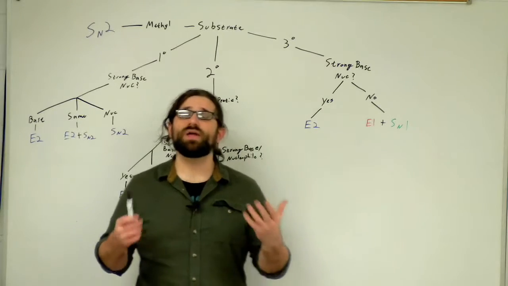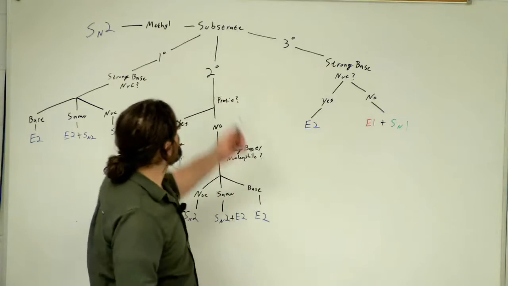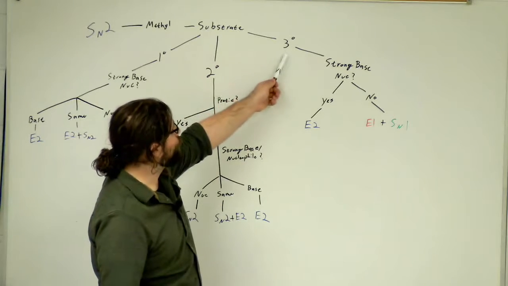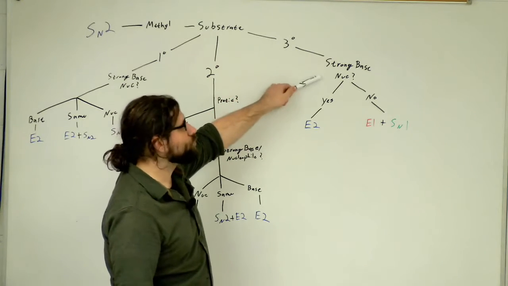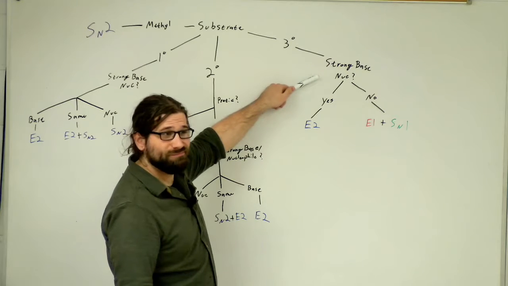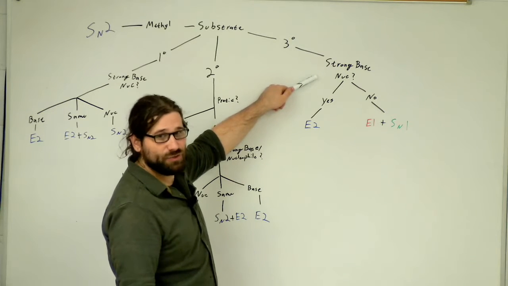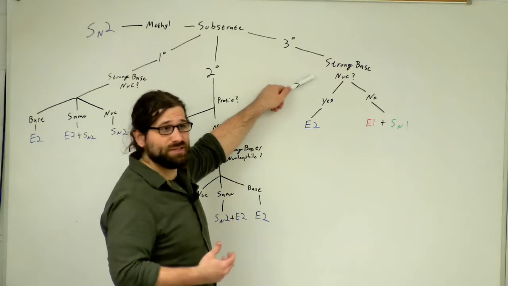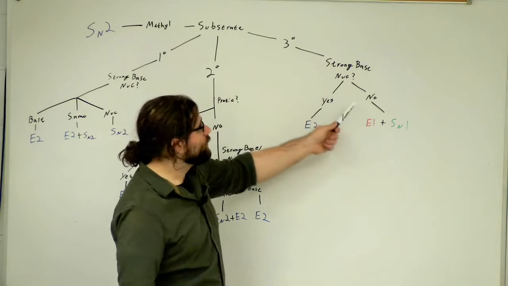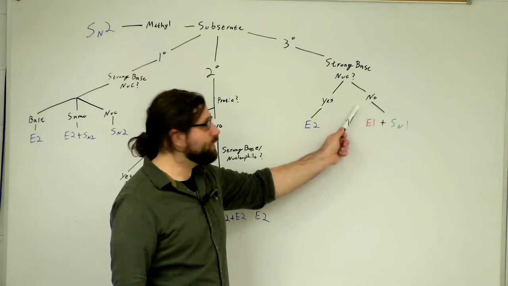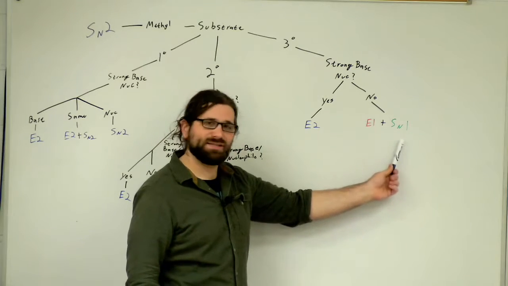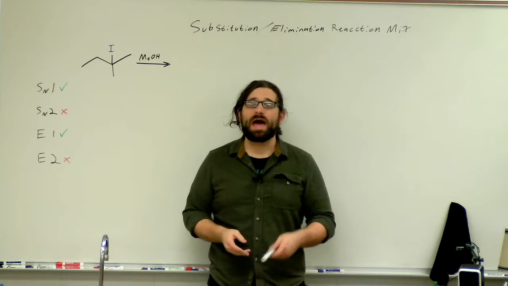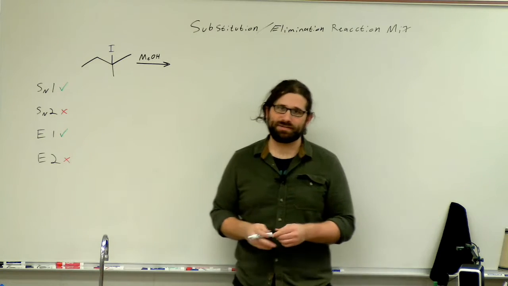With that in mind, we have a tertiary substrate. So following our flow chart, we go to our 3, and then is this a strong base? Well, methanol is not a strong base. The OH group could act as a base, but it's not a strong one. So we're going to have a no here, a solid no. So we're going to get E1 and Sn1 products. Let's start by drawing out our Sn1 mechanism.